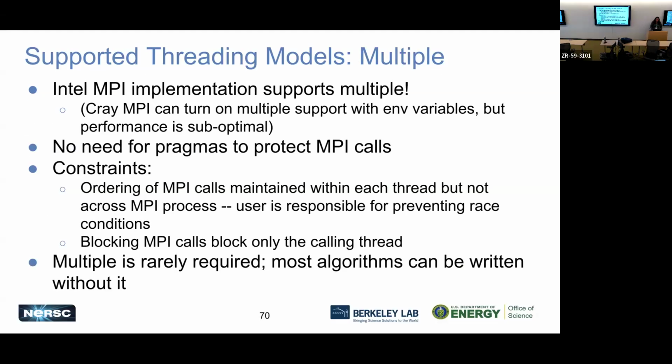Okay, I think I needed to update this slide and I didn't. Our implementation actually does support multiple. It used to be that the Cray MPI did not, but nowadays it has it turned on, but they have some disclaimers that the performance could be suboptimal. So we don't need any pragmas to protect our MPI calls. We can just put them in there wherever we want to.